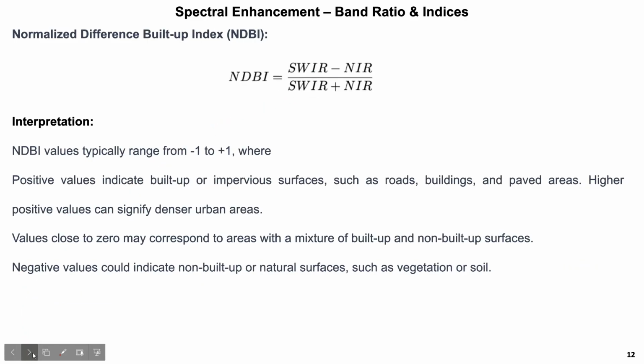And your third index is the normalized difference built-up index. This is helpful in identifying urban areas, and it is given by SWIR minus NIR divided by SWIR plus NIR. This also varies from -1 to 1, and positive values indicate the presence of highly impervious surface, values close to zero will have mixed land use, and negative values could indicate other land use classes.